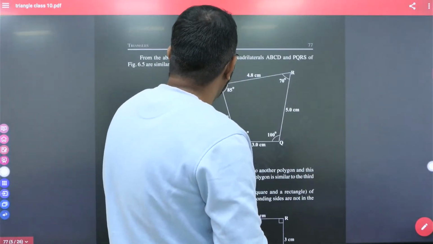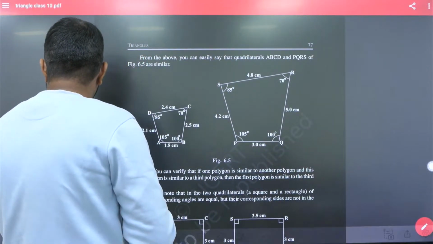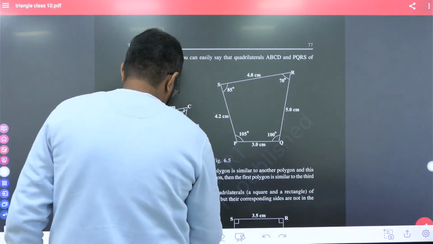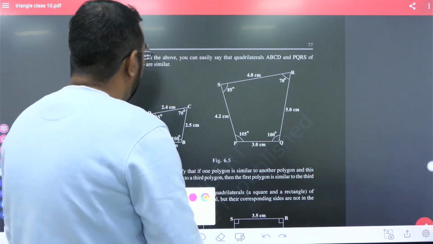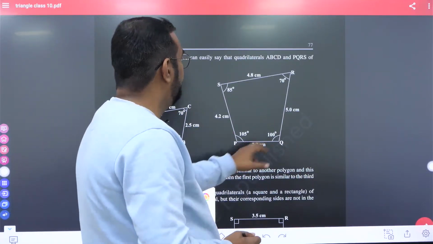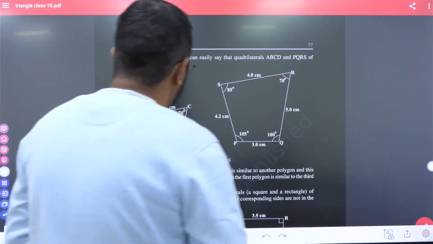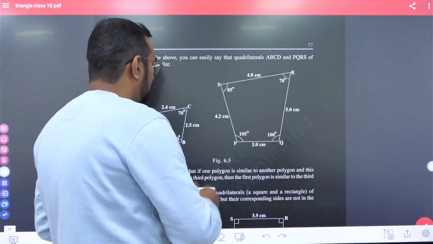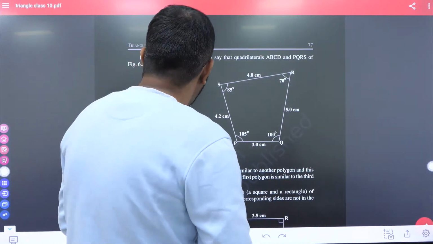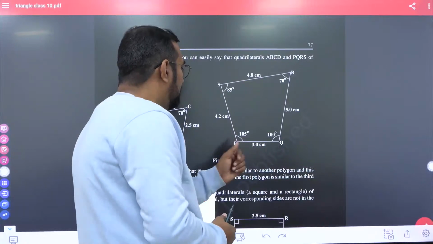Now we have one example here. Here you can see that A, B, C, D and P, Q, R, S are two quadrilaterals, or you can say these two are polygons. Now we need to know whether they are similar or not.